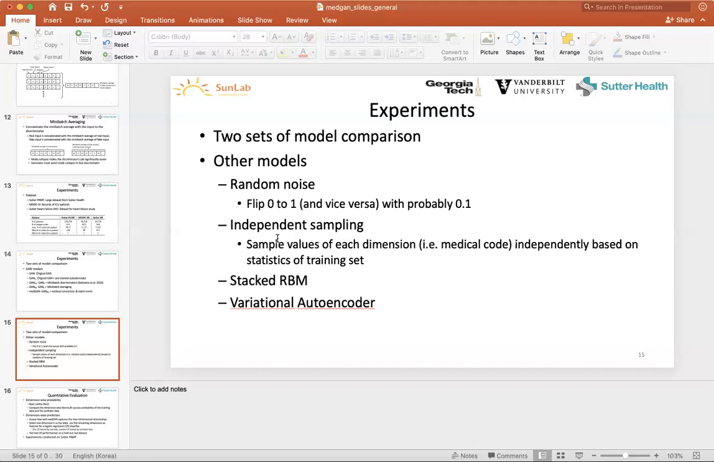It's just independently per column, you're sampling the value. So on the surface, it would look okay, of course, because you're sampling per the actual occurrence probability. But if you dig deeper, it wouldn't make sense, because you're destroying the correlation, the relationship between the columns.